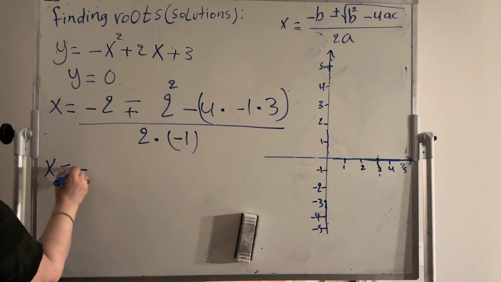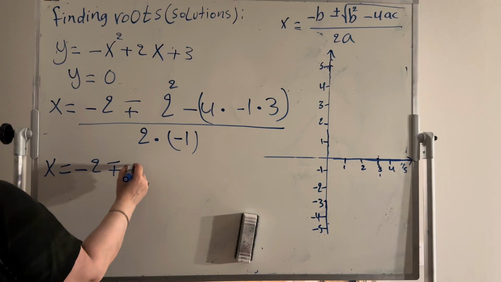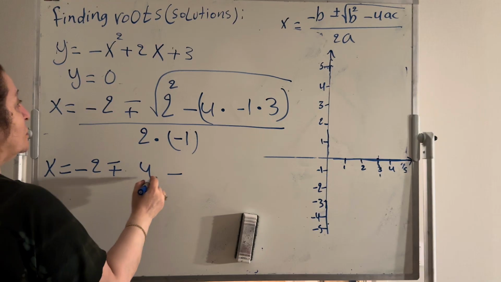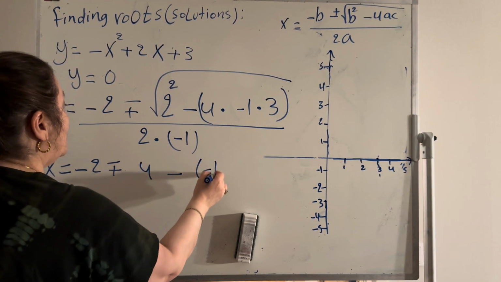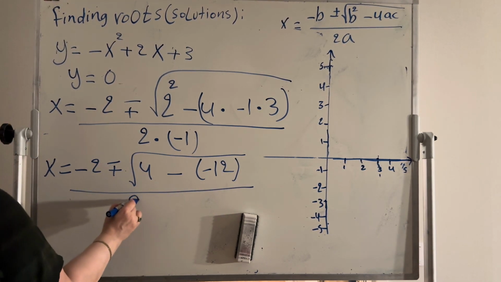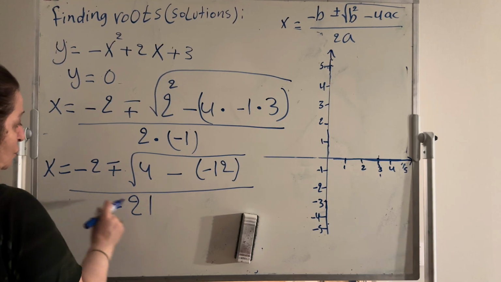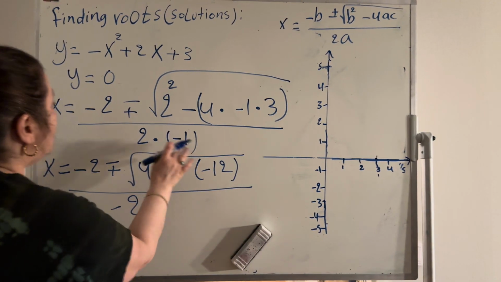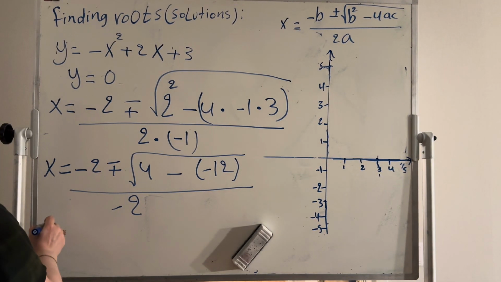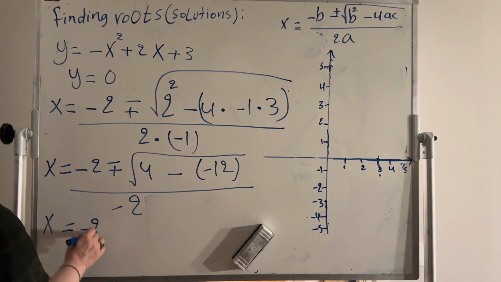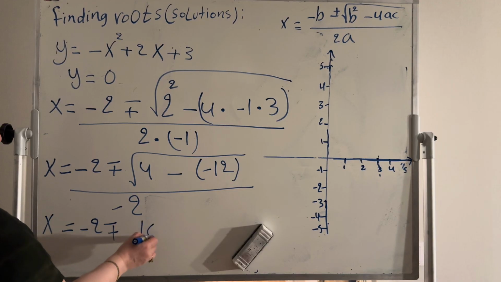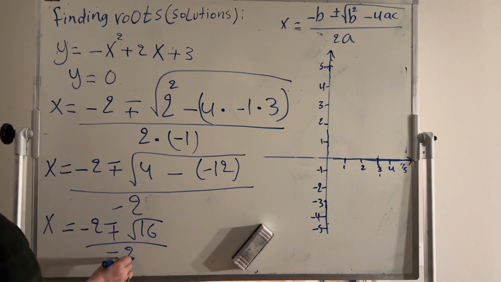x equals minus 2 plus or minus the square root of 4 minus, minus 12, divided by minus 2, because 2 times minus 1 is minus 2. Minus minus is positive. x equals minus 2 plus or minus the square root of 16, divided by minus 2.